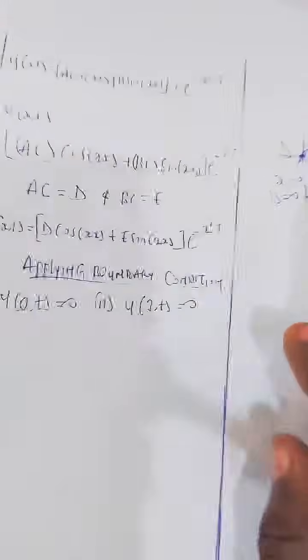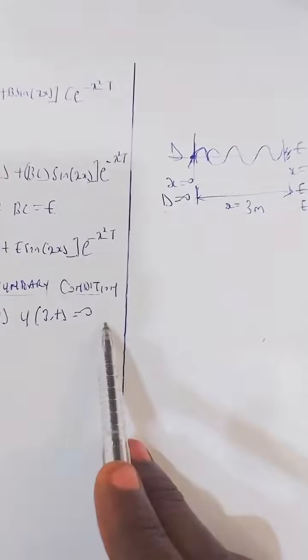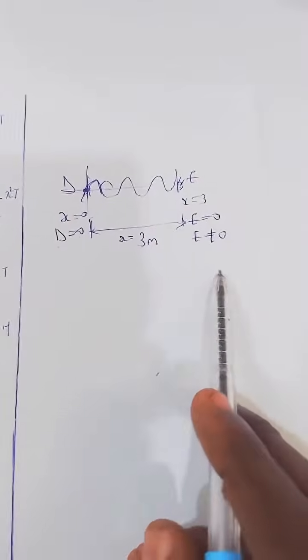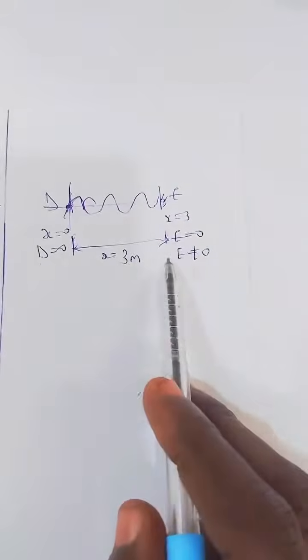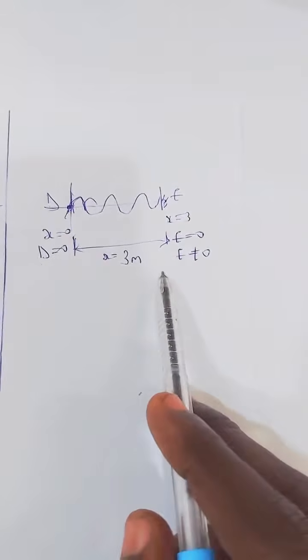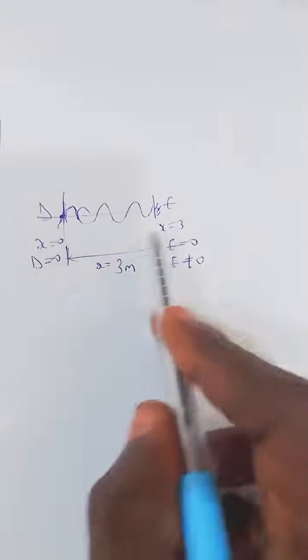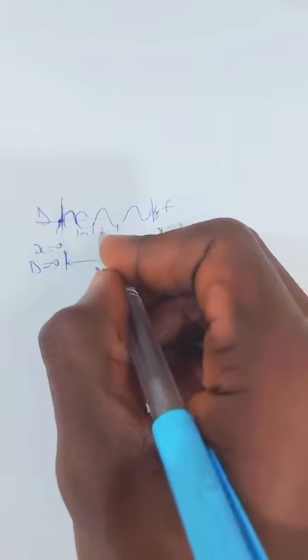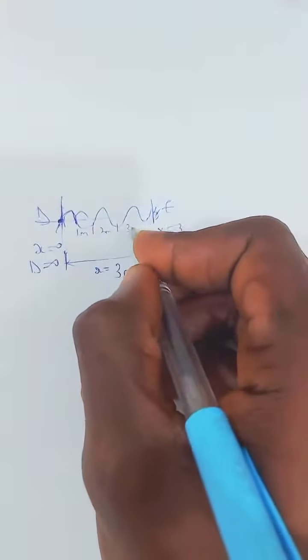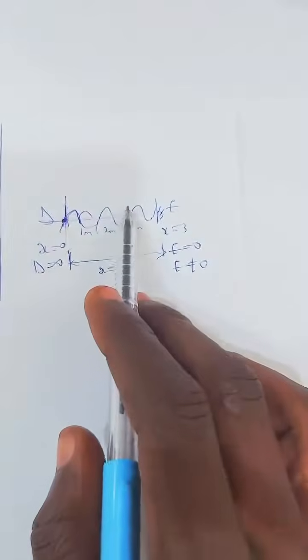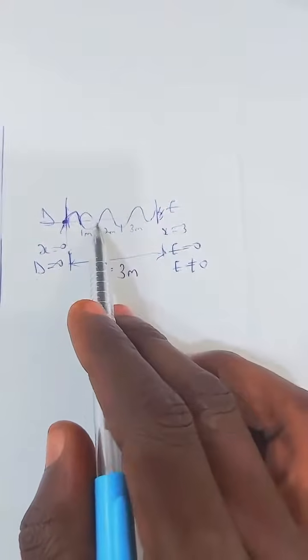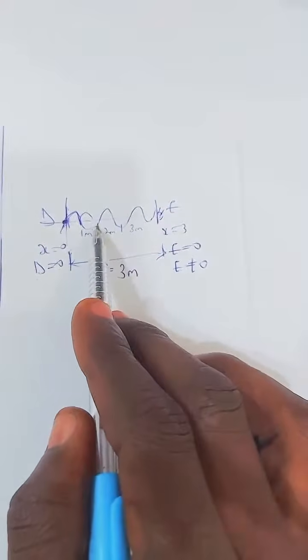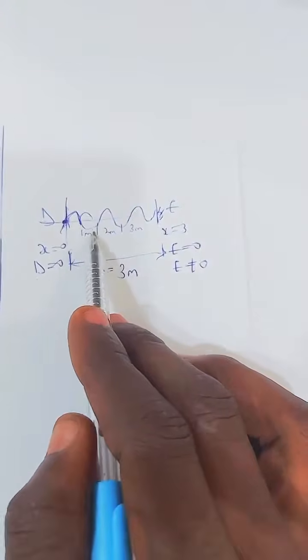But the boundary condition is saying that when x is 3, we equate it to 0. Meaning what we are going to do in this case is obtain what we call eigenvalues. When we say eigenvalues, we are saying that if from here to here is 3, I'm having 1 meter, 2 meters, and lastly 3 meters. If I can generalize a formula, I can know the vibration. With that formula, I will know the vibration when x equals 1.